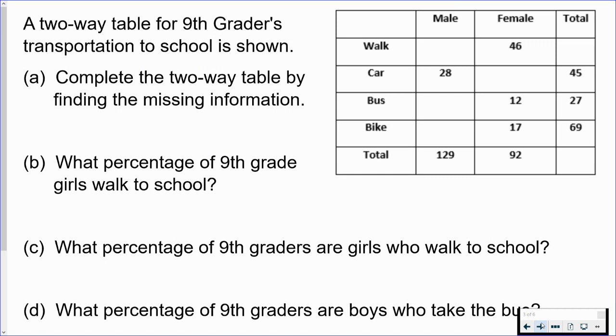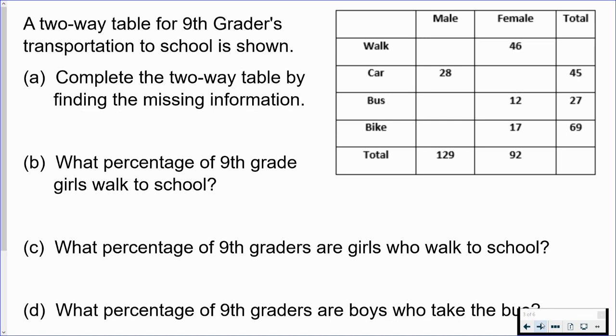All right, so here's one that's a little bit different. Two-way table for 9th graders' transportation to school is shown. Complete the two-way table by finding the missing information. So this one doesn't have everything here. So we're going to have to do a little bit of work. Maybe the easiest place to start is with the total.